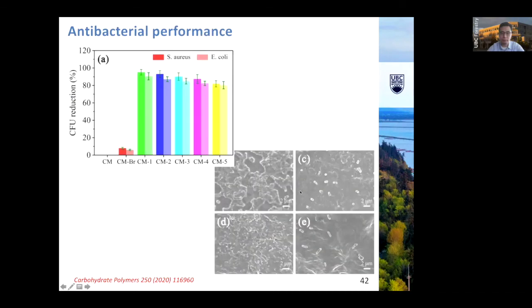And then for the antibacterial test, we did both gram negative, E. coli, and gram positive, S. aureus. It shows that CM1 has the best antibacterial property because it has a higher density of the quaternary amine, but CM5 also has a decent bacterial reduction. This is the modified one, so we can see there's a significant reduction of the bacterial adhesion compared to the original one.